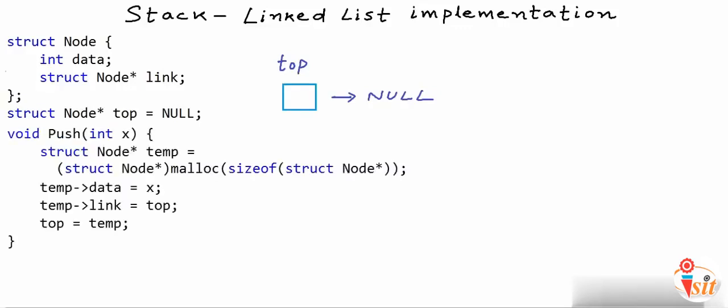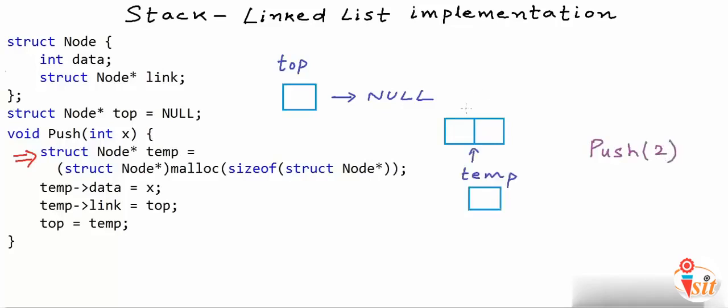This is my push function. Push is taking an integer x as argument that must be inserted onto the stack. The first thing that we are doing in push function is that we are creating a node using malloc. Let's say in this example, in this logical representation that I'm showing here, I'm performing a push operation. So I'm making a call to push function, passing it number 2 as argument. So a node is created in memory, in what we call the dynamic memory or heap. Let's say the address of this node is 100. Temp is a pointer pointing to this node.